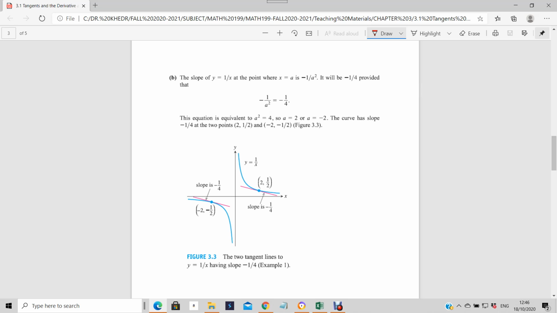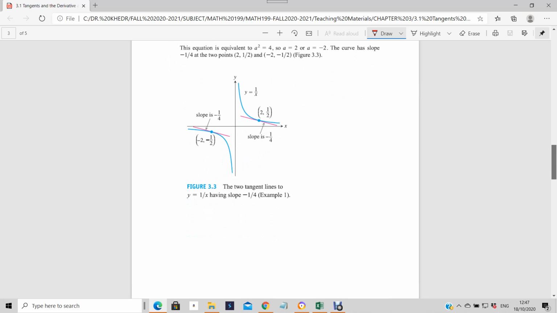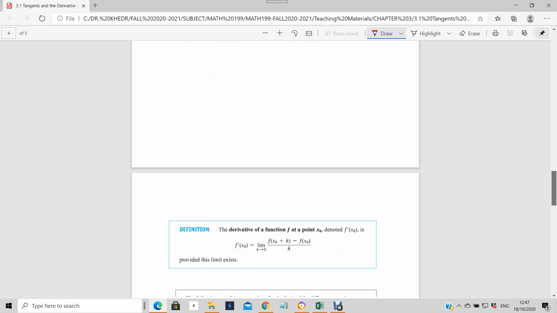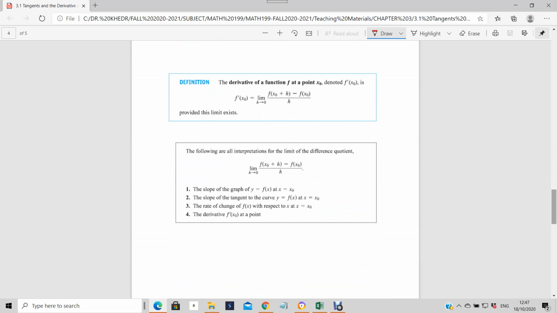You can see these two lines parallel to each other, which means that they have the same value of slope, that is -1 over 4. Okay, so this is the first point with the coordinates (2, 1/2), and this is the second point with the coordinates of (-2, -1/2). At each of these 2 points, the slope of the tangent line is -1 over 4. So this is the way we determine the slope of the tangent line of the function.